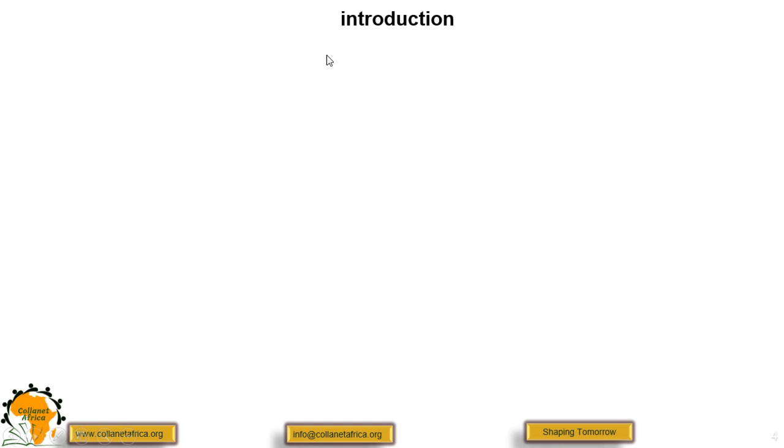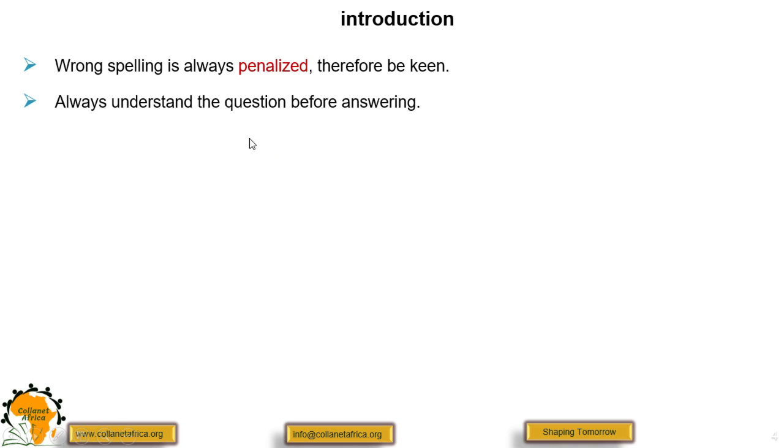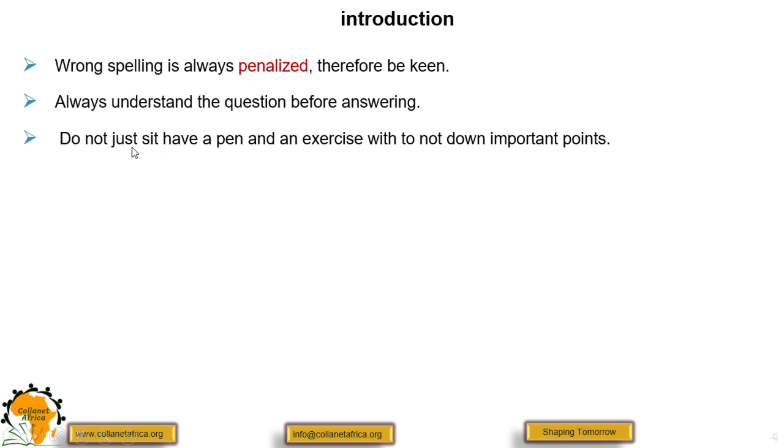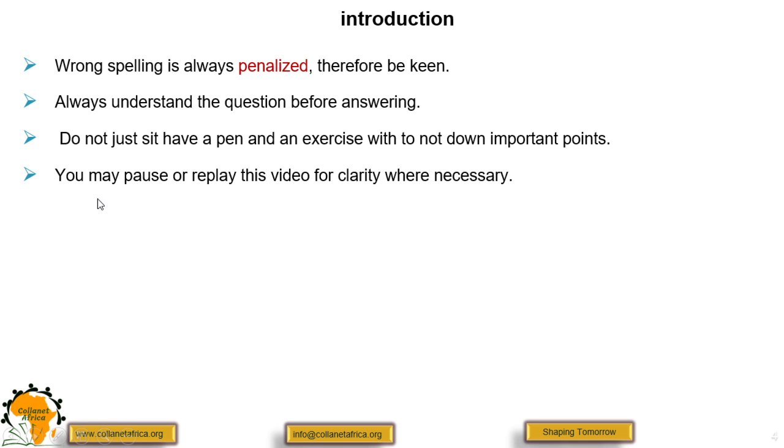Let us go to the introduction. I will keep on reminding students that wrong spelling is always penalized in biology. So you need to be extra keen. Always understand the question before attempting. In this lesson, do not just sit. Have a pen and an exercise book to note down important points. You may pause or replay this video for clarity where necessary.